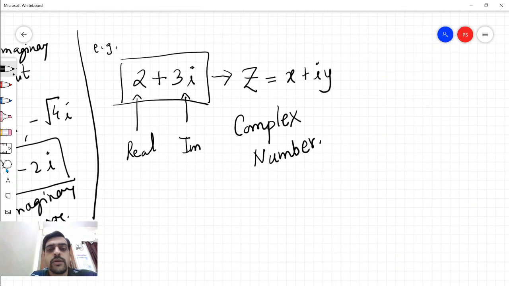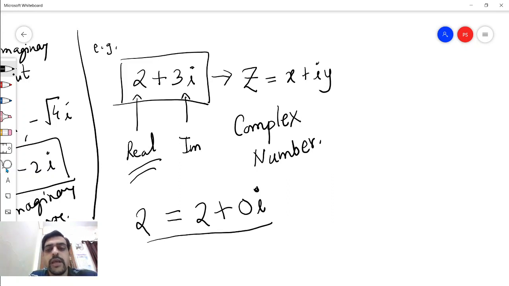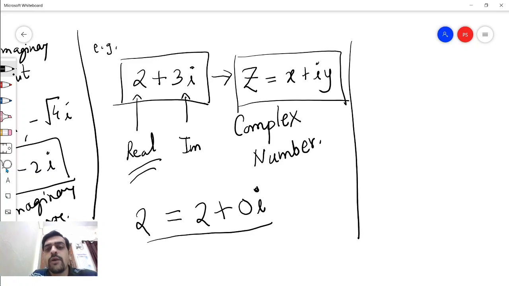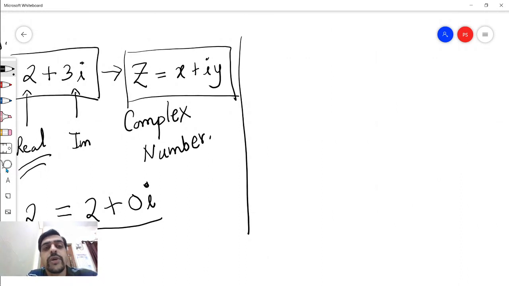So even a real number can be expressed in the form of a complex number. So we can write this 2 as 2 plus 0i. So a real number is expressed in the form which is used to express a complex number. Now this is not the only method which can be used to express a complex number. The problem arises when we want to express this number graphically.